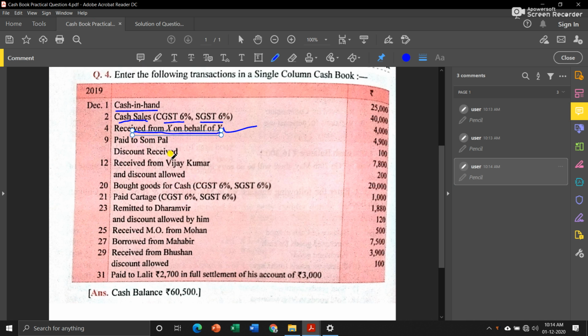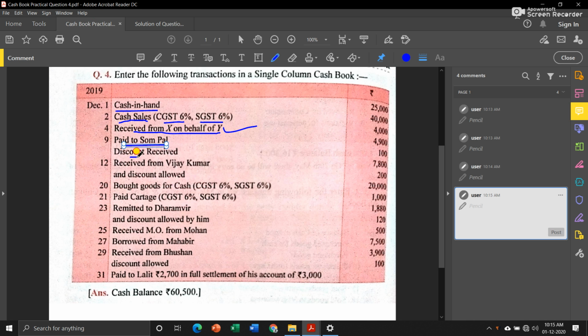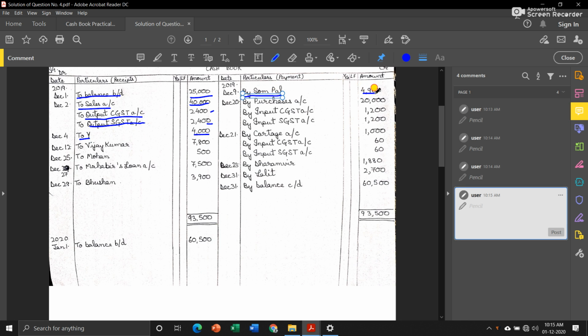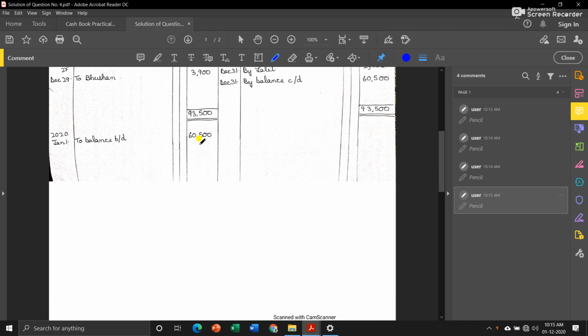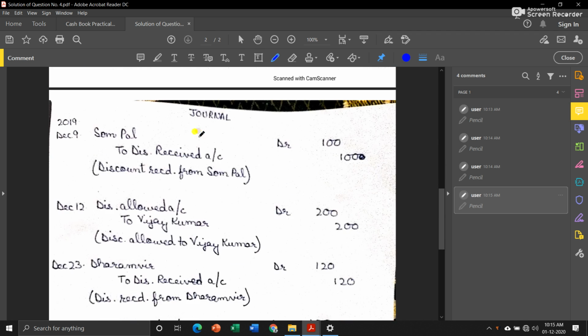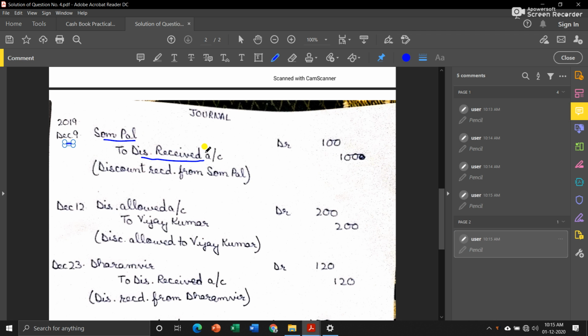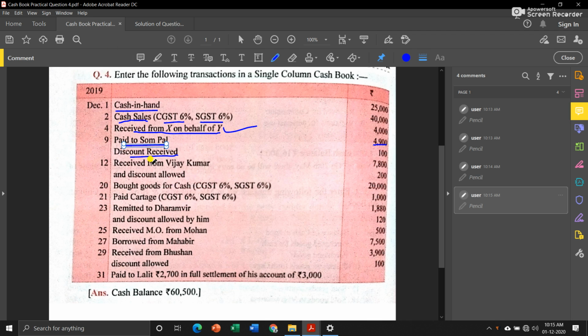So since we received money on behalf of Y, we will write "To Y" rupees 4,000. The next transaction is paid to Sompal, and we received some discount of rupees 100, and we paid the actual 4,900. Since we have made payment, we will write it on the credit side by writing "By Sompal", since he is the receiver, 4,900. And for that discount received amount, we will pass one journal entry. On December 9, since Sompal is the receiver and discount received account is credited, by 100 we credited it. And in narration you can write "paid cash to Sompal and discount received", or you can simply write "discount received from Sompal".